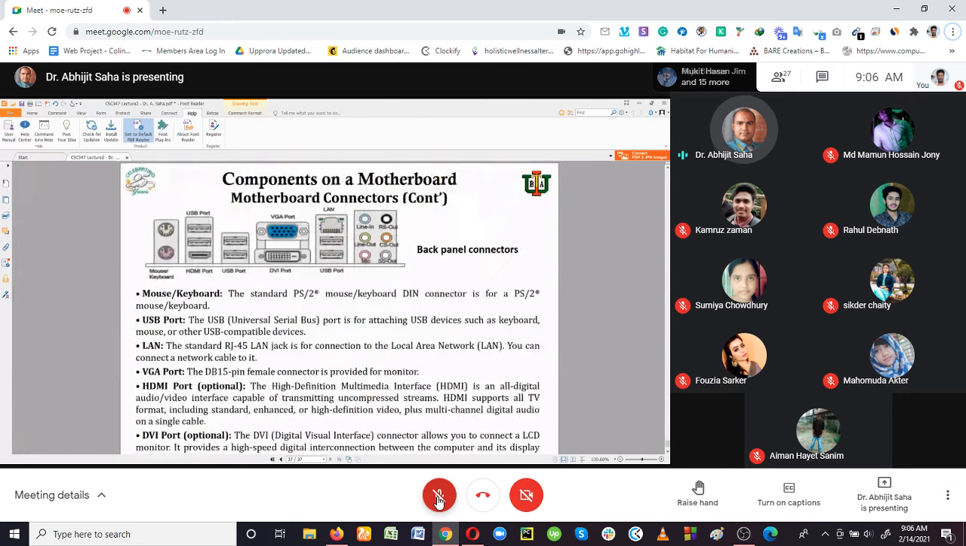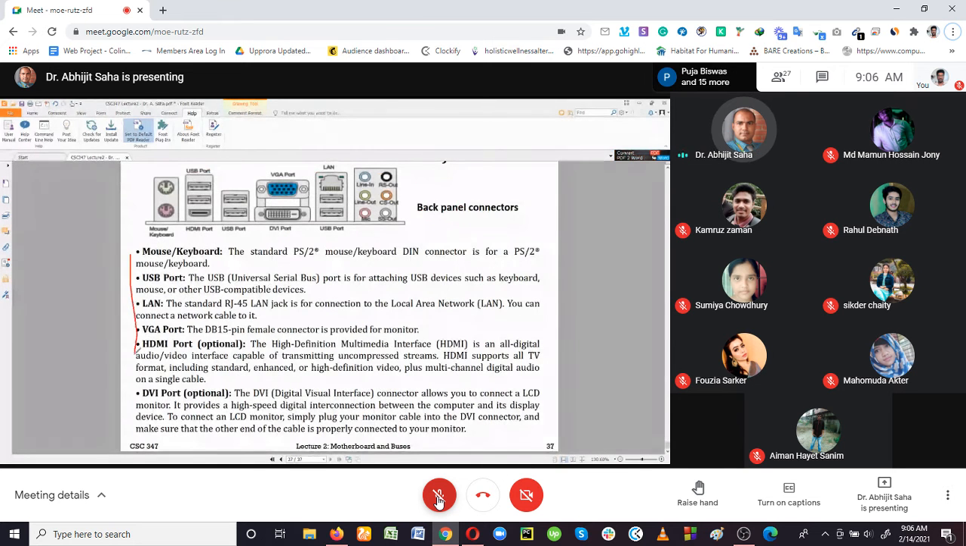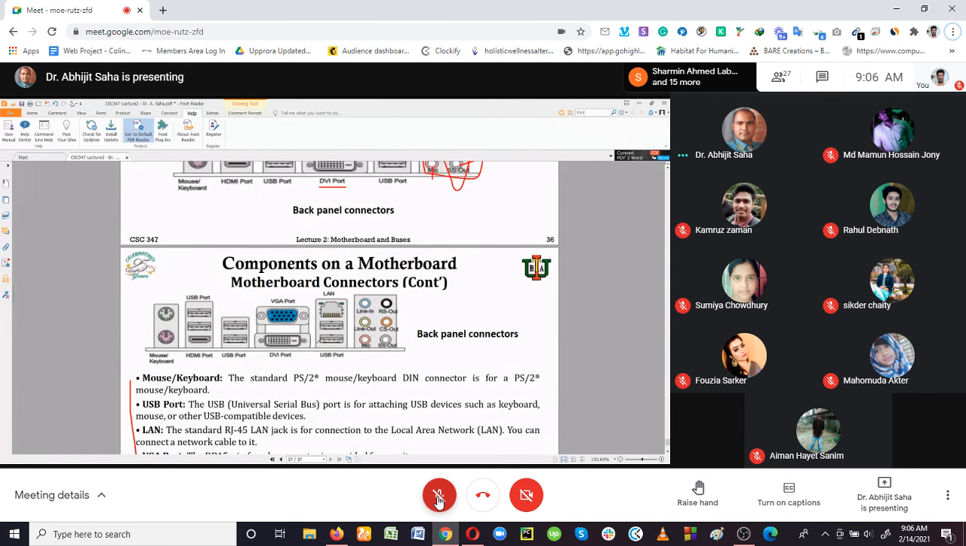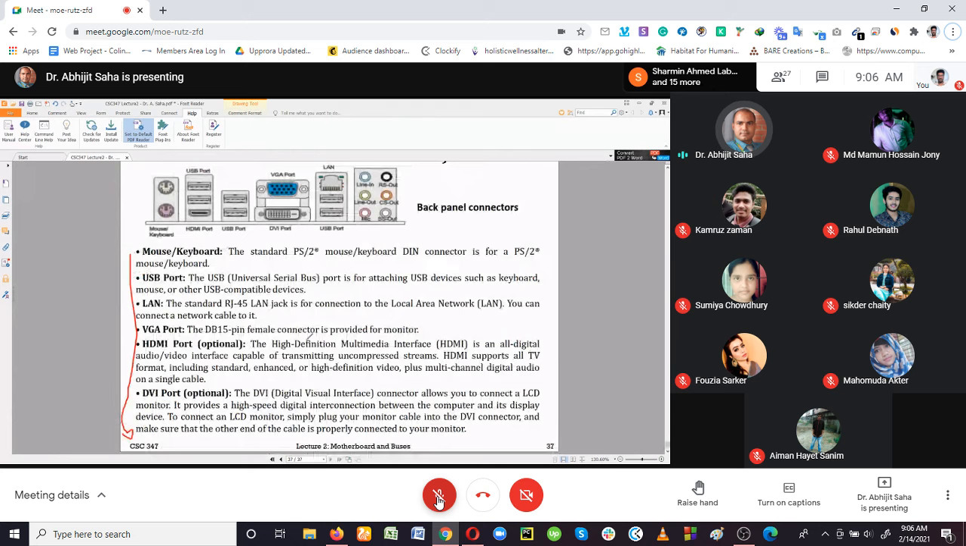So that is what we have discussed. Here you will get some information about these port connectors. I have already discussed it with you, so you can read it once as you see it here. With this we are finishing lecture number 2.